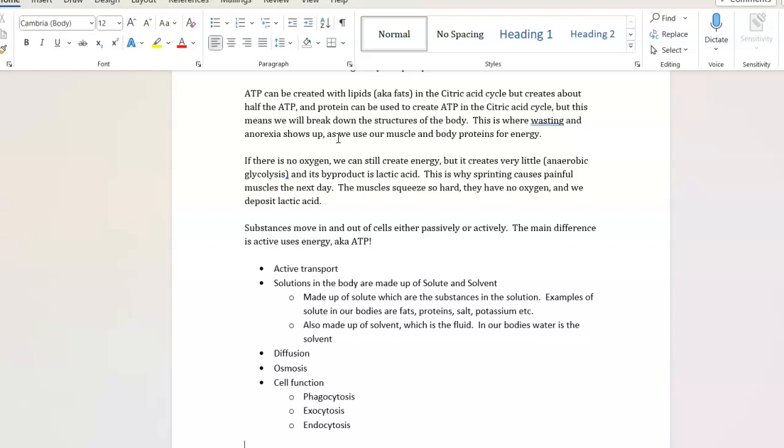So if there's no oxygen, we can create energy. And once again, this creates very little, and it's known as anaerobic glycolysis, and the byproduct is lactic acid.